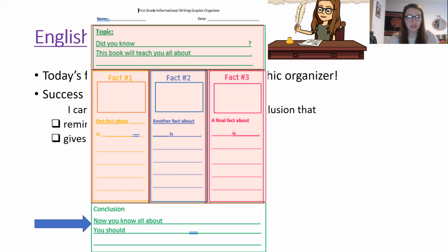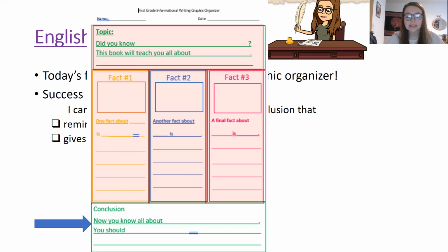Now, the conclusion, as you can see where our arrow is pointing on the screen, is at the very bottom of our page, and it's always the last job that we do because it tells our reader that our story or our book is ending. It's over. This is the very last page in our book.